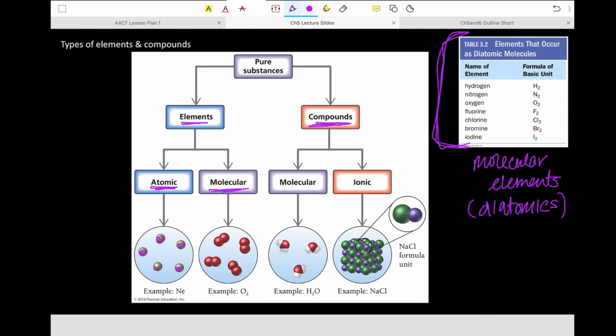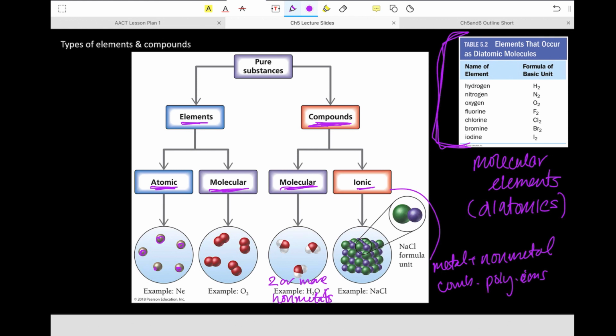If we go to the compounds, right, they can be either molecular or ionic, right? Where molecular is going to be two or more nonmetals chemically combined, right? And ionic compounds are going to be specifically a metal plus nonmetal, or it can be some combination of polyatomic ions, okay? So anyway, we can further differentiate our elements and our compounds at this point, okay?